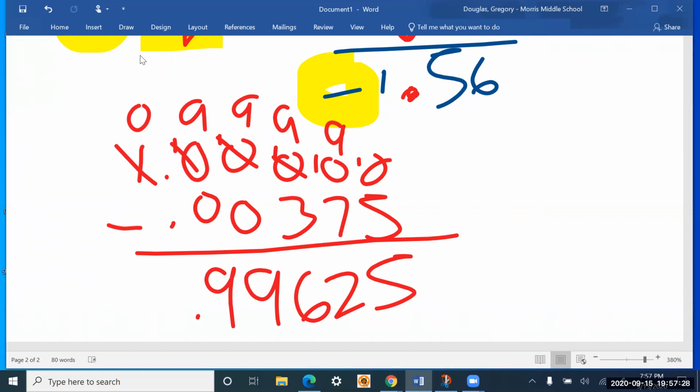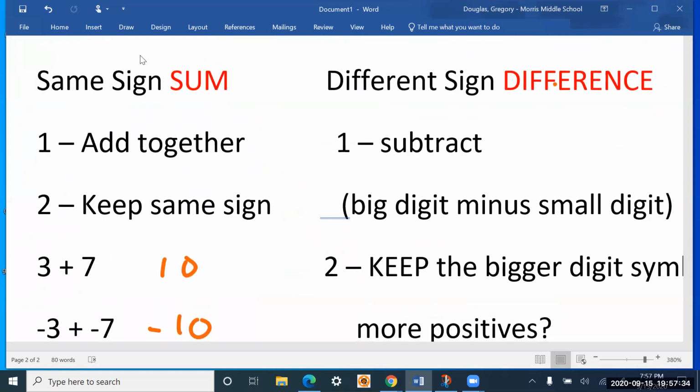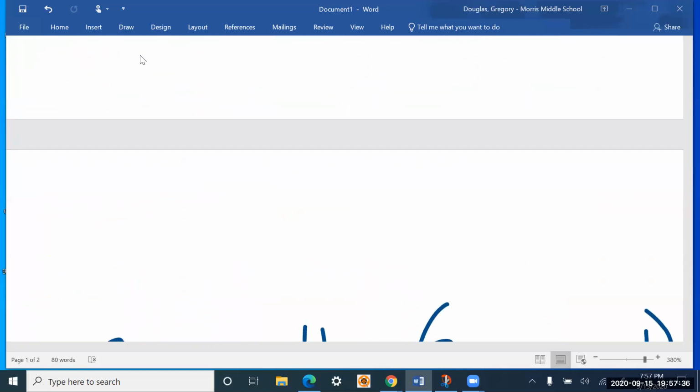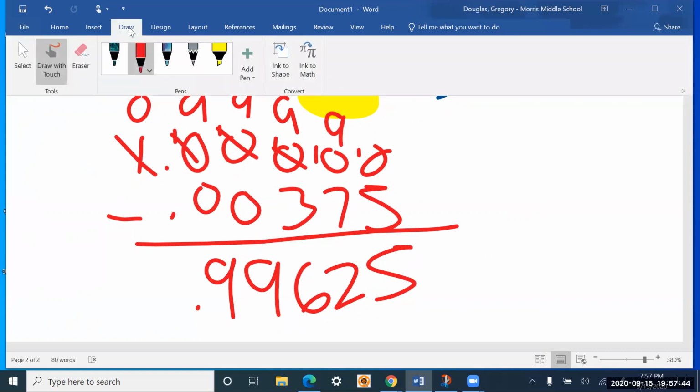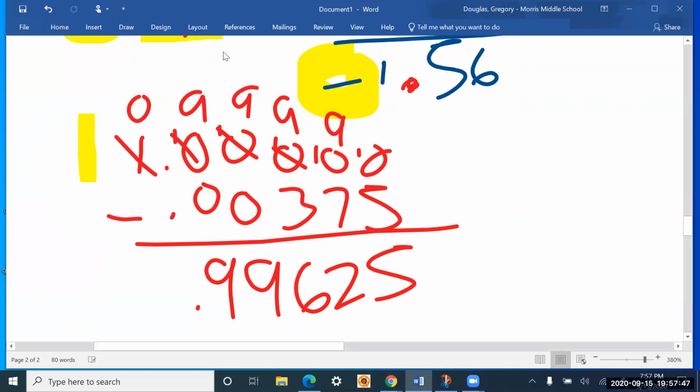Okay? And then that's step 1. You subtract the bigger number minus the smaller number. And then which number was bigger? You keep the bigger digit symbol. Well, I had a 1, and then I was subtracting the 0.00375. So it is going to be positive. And just one last thing here. This 1 was positive, so this answer is going to be positive.